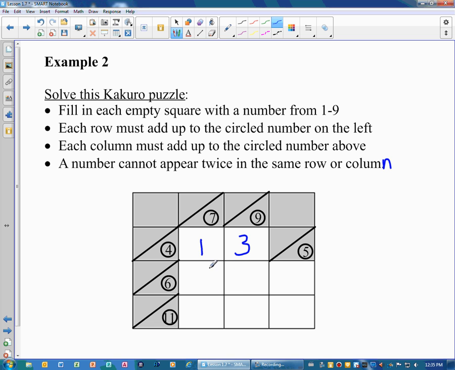So then what I would do is I would play and see what's possible. So I need a 6 here. And because this is a 5, this is either a 1 and a 4 or a 2 and a 3.